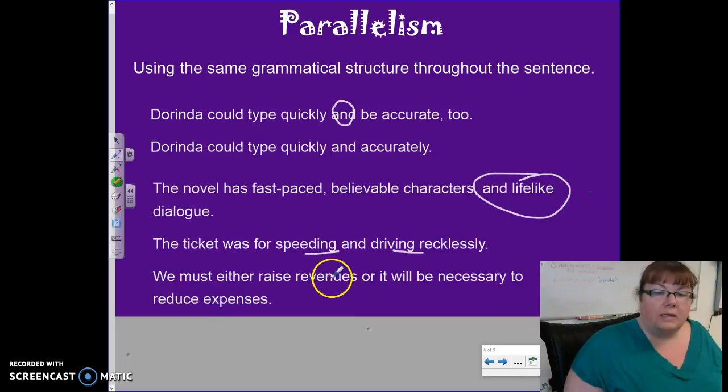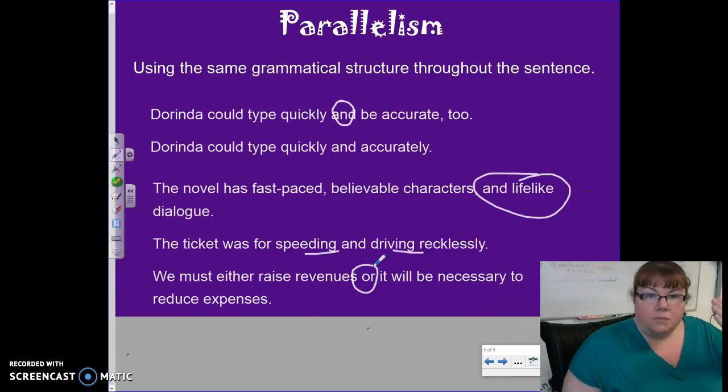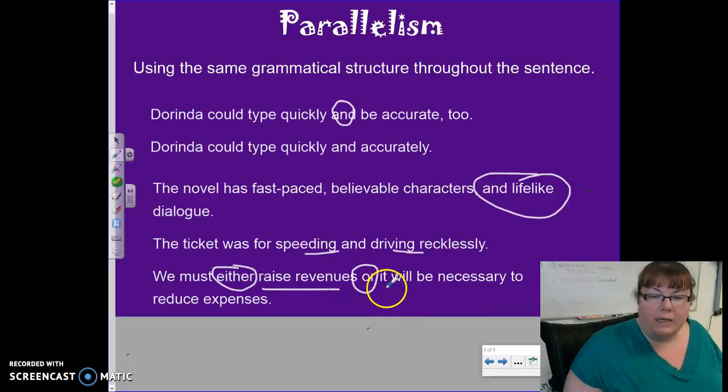We must either raise revenues or it will be necessary to reduce expenses. Now the "or" here gives you the idea that we are listing again, or we're doing that either-or aspect. So the "either" is here. So we're looking at what's in between those, or what's between and what's after. And we need to make sure that they match.